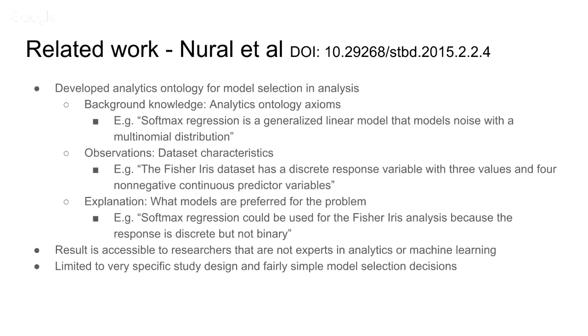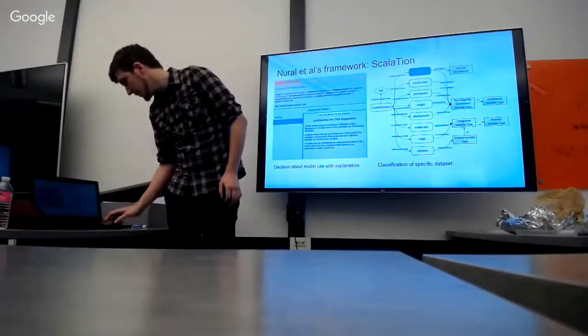And their model selection decisions are also pretty basic. If you're talking about a more complicated model selection process, that would be like, how do you choose the architecture of a neural network? And that's very difficult compared to, should I use ordinary linear regression or should I use logistic regression? And so they don't really handle these harder problems.